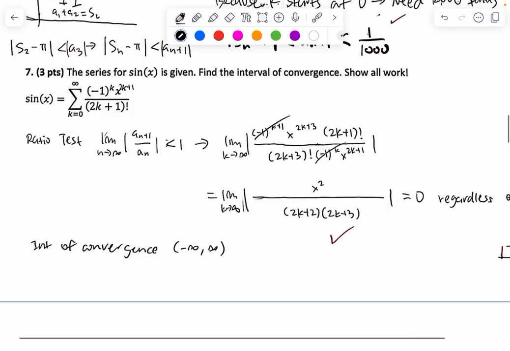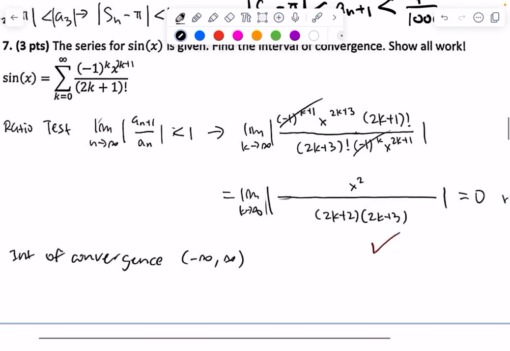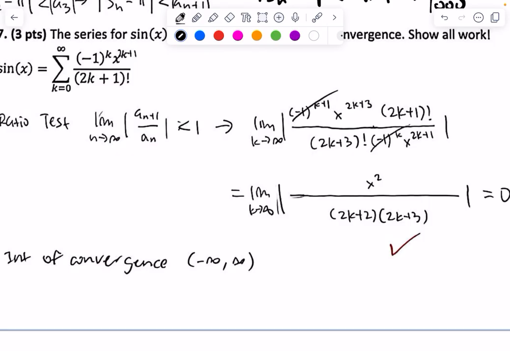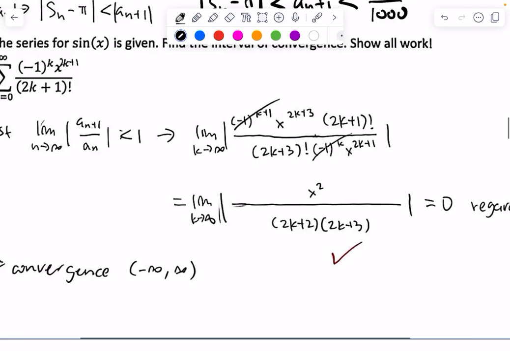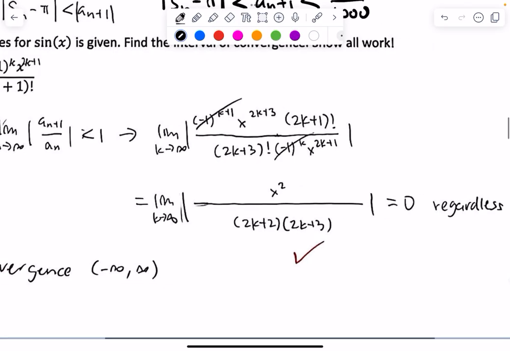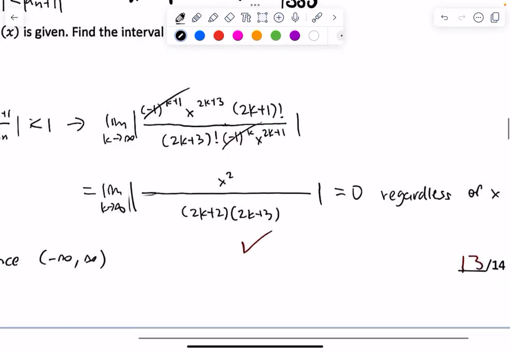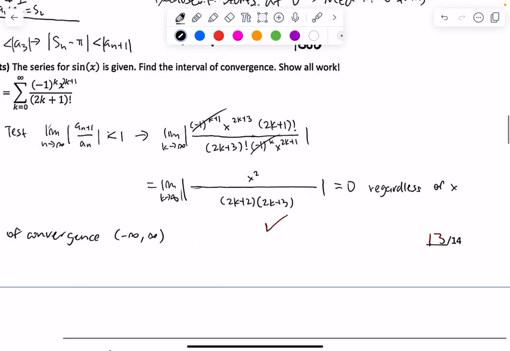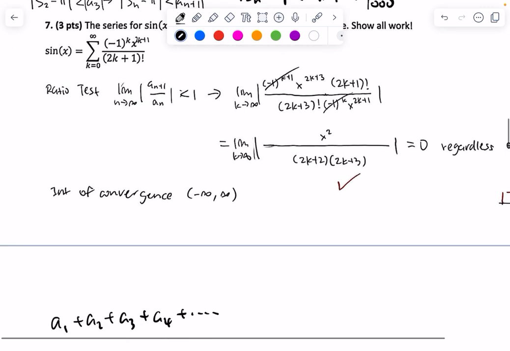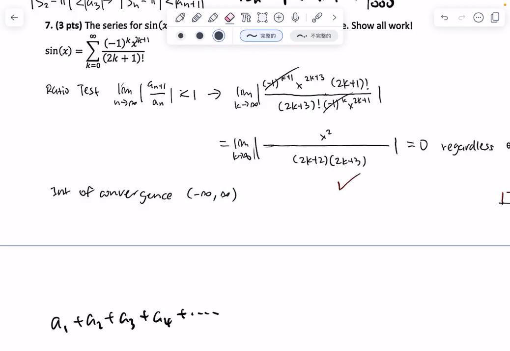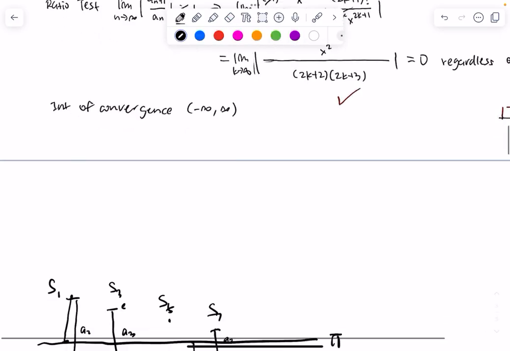When we want to find interval of convergence, usually we use the ratio test. We check the limit as n approaches infinity of an plus 1 over an, and we want to make sure that it is smaller than 1. The limit actually simplifies to x squared over (2k plus 2)(2k plus 3), as k approaches infinity. And this is equal to 0 regardless of x, which shows that the interval of convergence is all real numbers. I think this is a really amazing technique because it really justifies why something that we said is true. And proofs are nice.